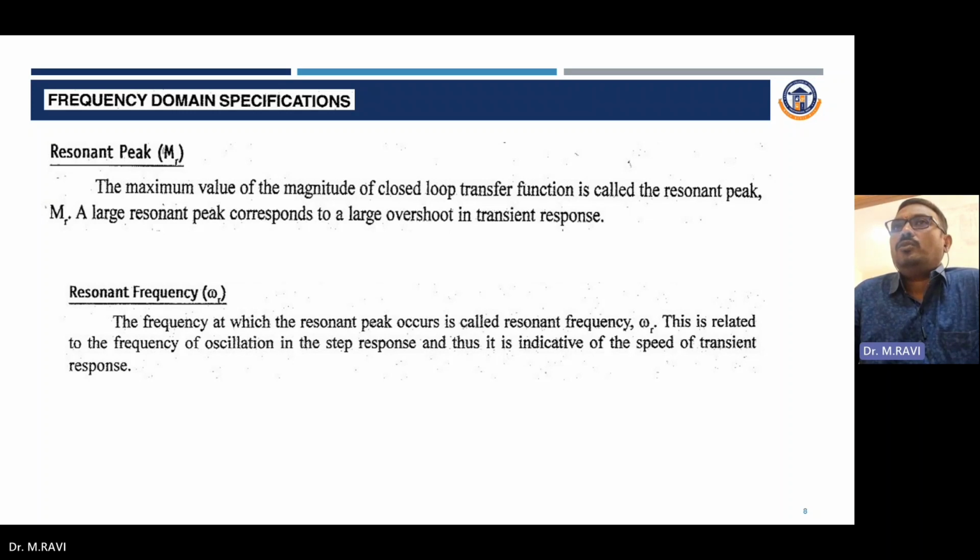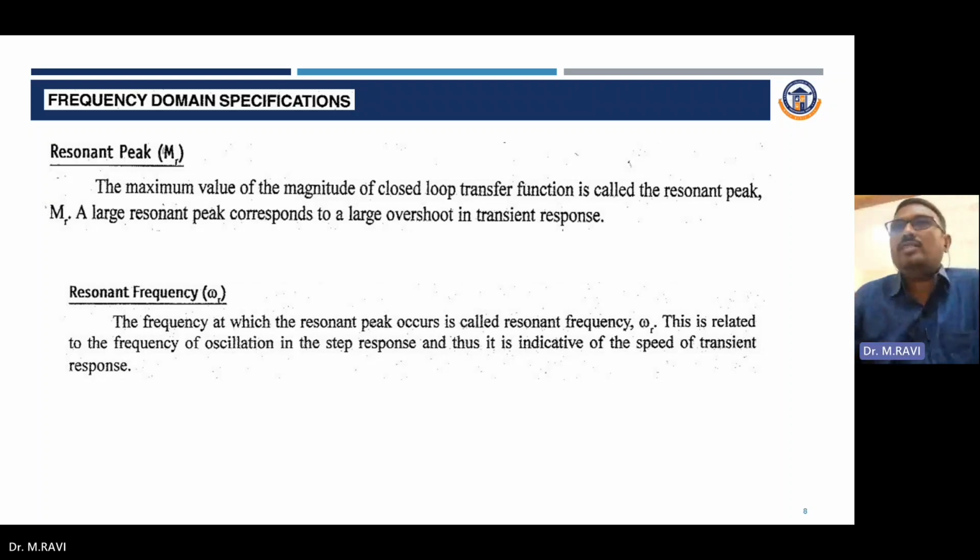Resonant peak Mr: the maximum value of the magnitude of the closed loop transfer function is called the resonant peak, Mr. A large resonant peak corresponds to a large overshoot of the transient response. Resonant frequency: the frequency at which the resonant peak occurs is called the resonant frequency. This is related to the frequency of oscillation in the step response. Thus, it indicates the speed of the transient response.